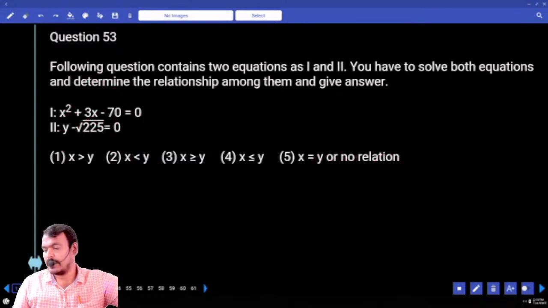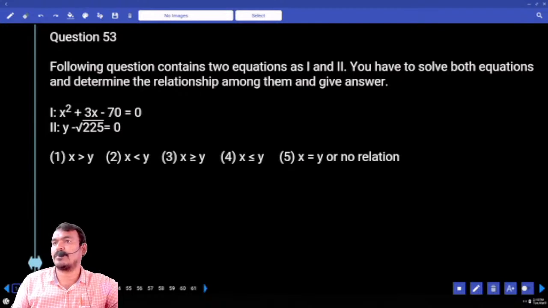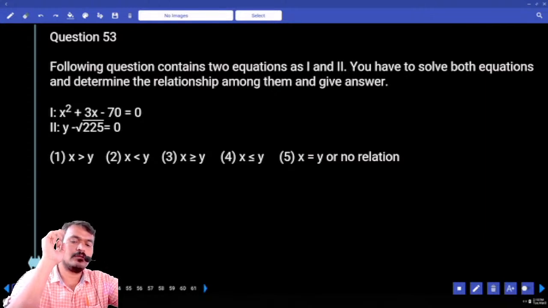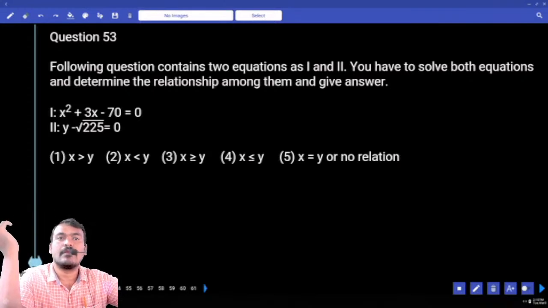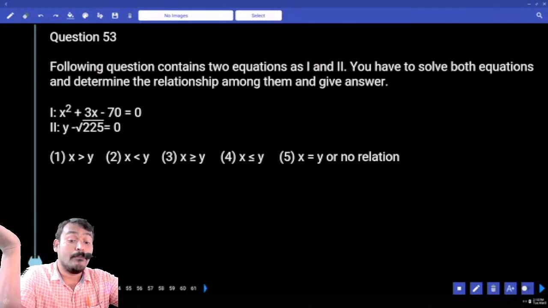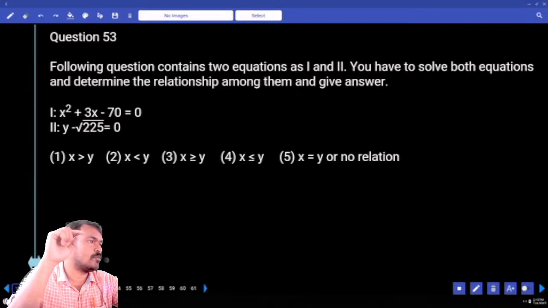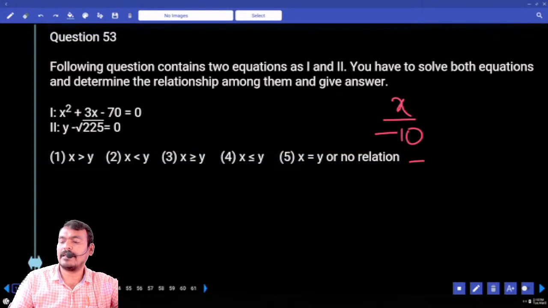Quadratic equations. X square plus 3x minus 70. What is the product value? Negative or positive? Negative. But sum value positive. Means one root must be positive, another one negative. 10 into 7, 3 are difference, or not? Then we write plus 10 minus 7. Plus 10 minus 7. Those are initial roots, or not? But final roots are minus 10 plus 7, or not?